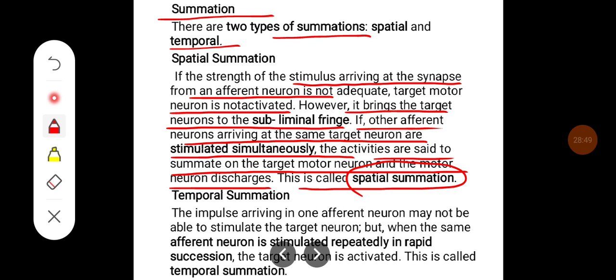Temporal summation is when the impulse arriving on one afferent neuron may not be able to stimulate the target neuron, but when the same afferent neuron is stimulated repeatedly in rapid succession, the target neuron is activated, and this is called temporal summation.